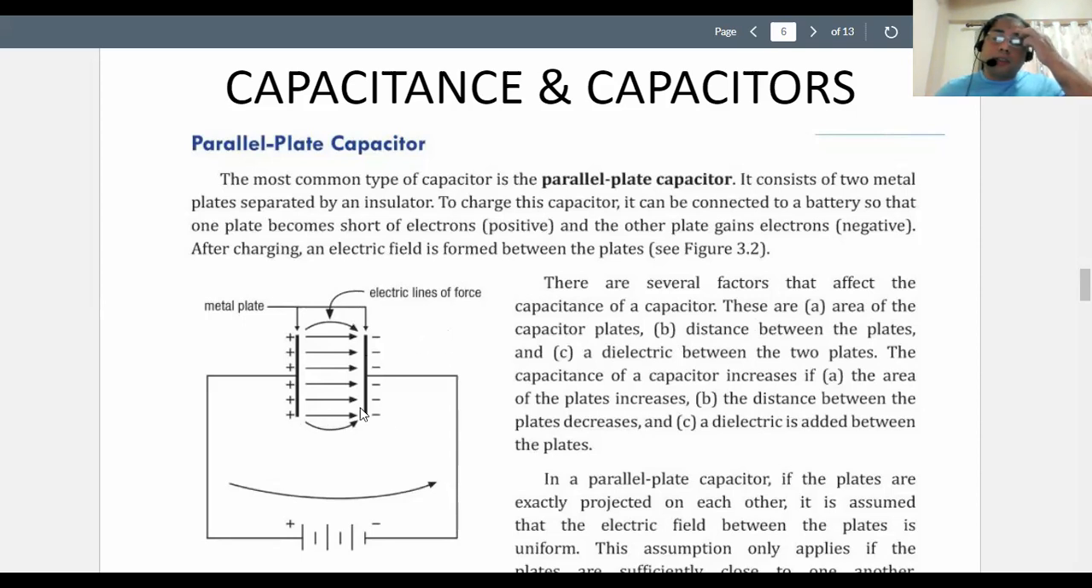Likewise, the distance in between. If we make the distance very, very near, then maybe we can also improve the charging of the capacitance. Another factor is something that you insert in between. Instead of simply putting air, we can also have a material substance that you insert in between to improve the capacitance of the capacitor. We call that material that we insert in between a dielectric.